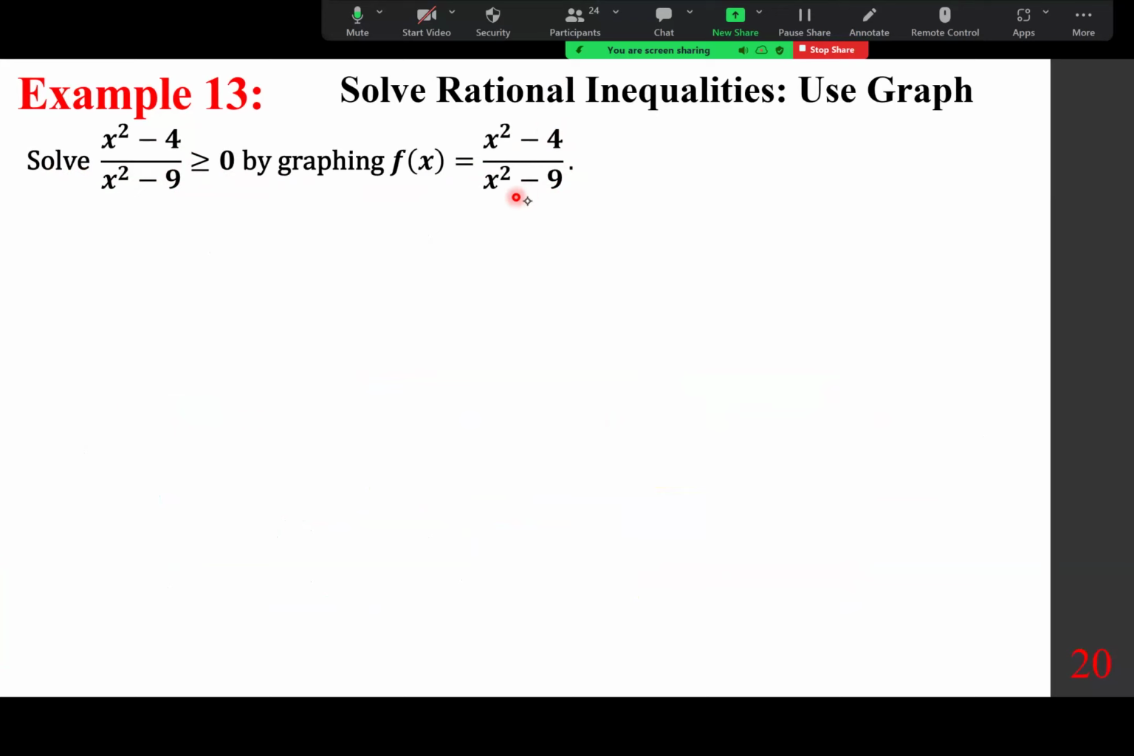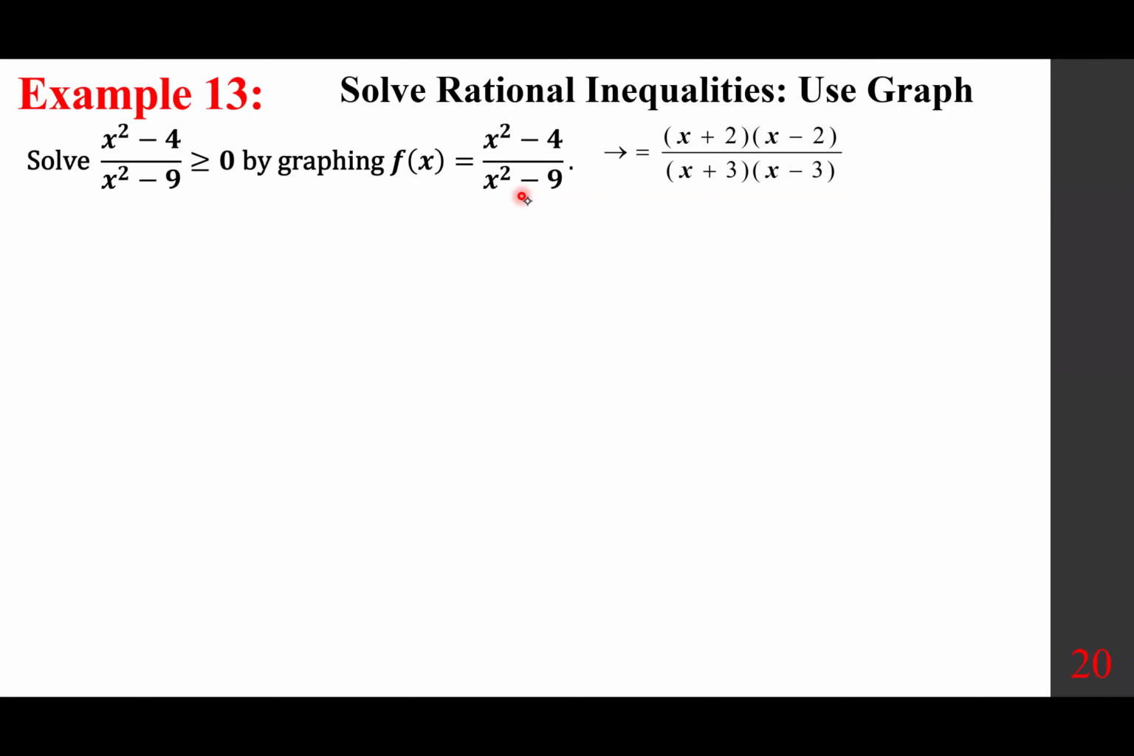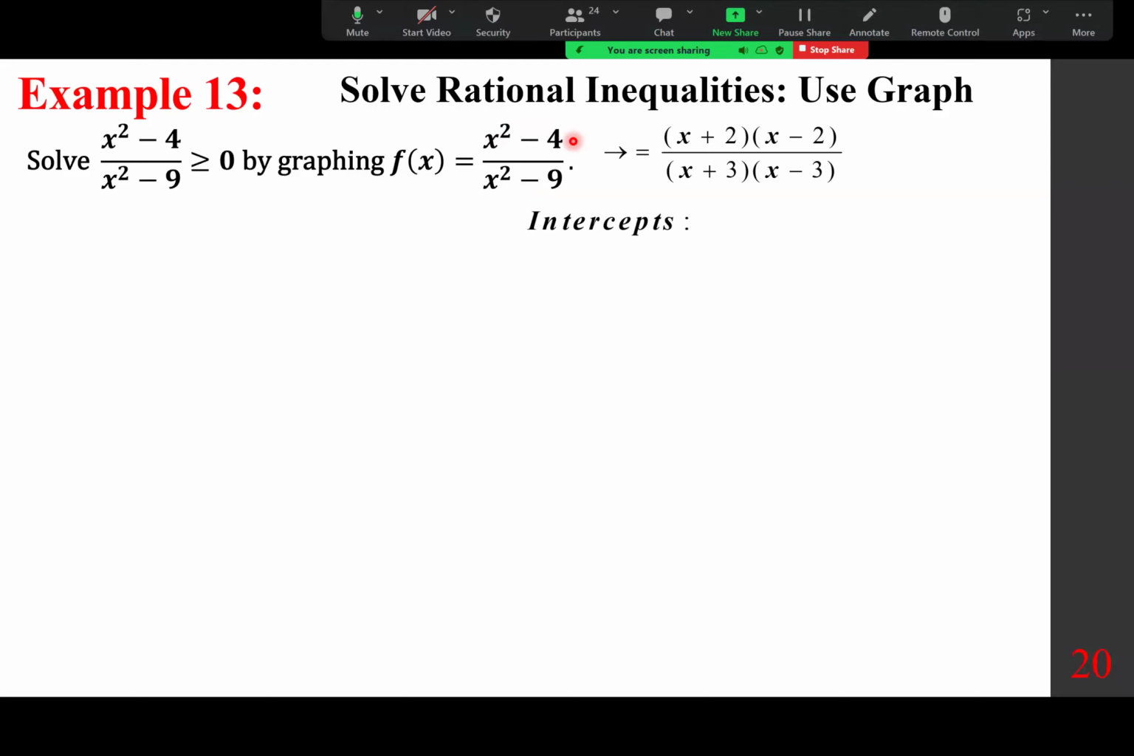This is (x + 2)(x − 2). This is (x + 3)(x − 3). And so nothing cancels out. The next step is to find the intercepts. If you want x-intercepts, you find y and you set it equal to 0. So f(x) or y equal to 0 means the numerator is 0. The numerator gives you plus or minus 2.